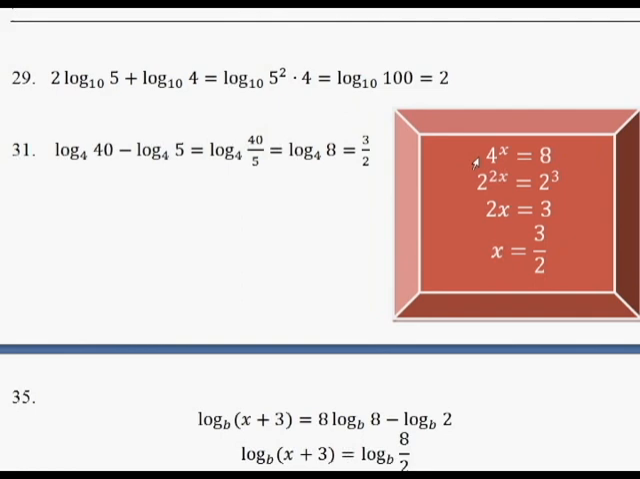4 to the x is equal to 8. And then you have 4 is really 2 squared, so you have 2 to the 2x, 2 squared to the x, is equal to, put the 8 in powers of 2, which is 2 to the 3rd. And now you have same bases. You can set your exponents equal. So 2x is equal to 3. And then finally, x is equal to 3 halves. So now you know that 4 is being raised to the 3 halves to get 8.